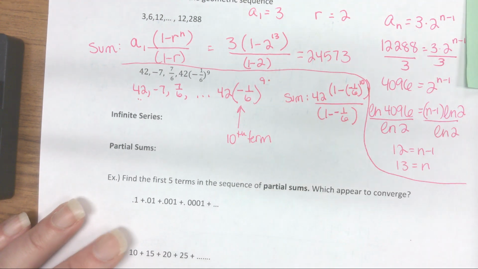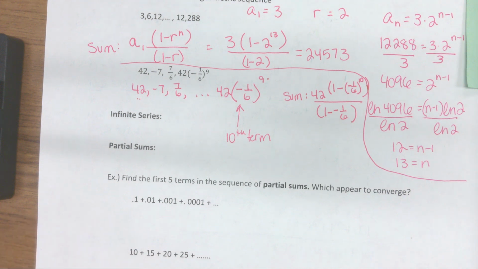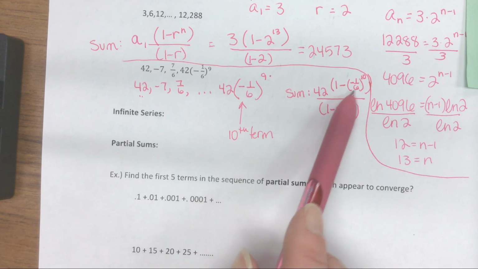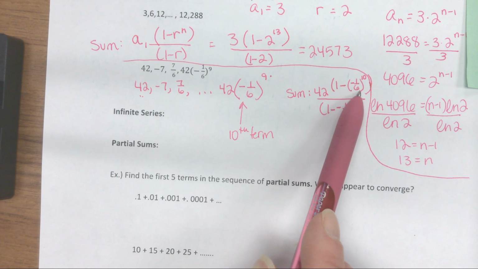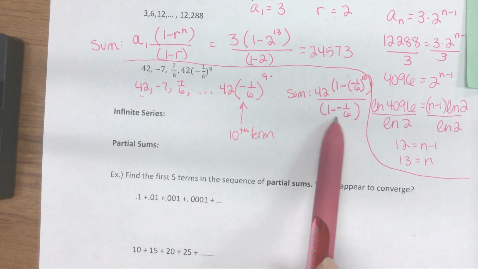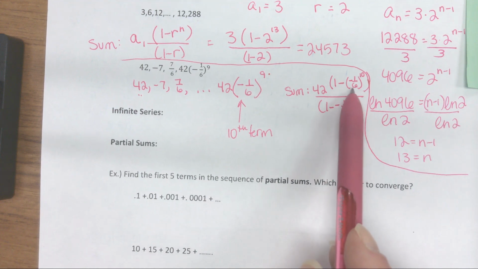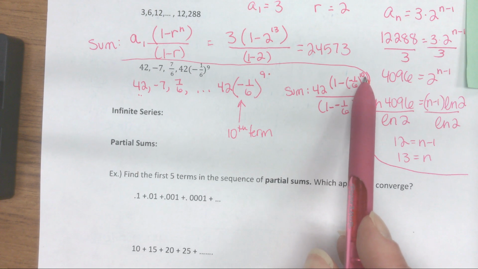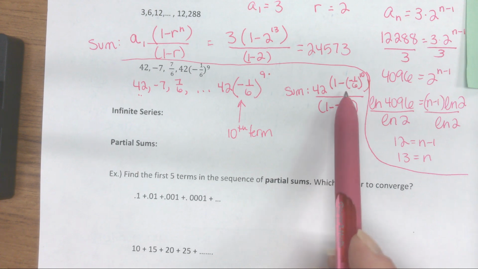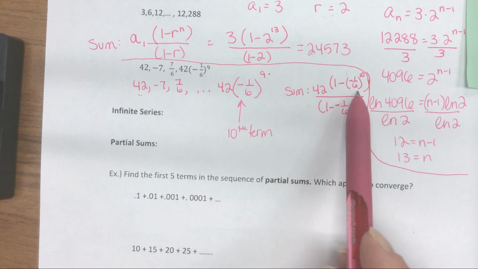Okay. Why this is real important that this is in a parentheses is this right here is 1 plus 1/6 on the bottom. But here, I would need to raise it to the 10th first, which would make it positive, but then still subtract. So make sure this stays in a parentheses, its own parentheses.